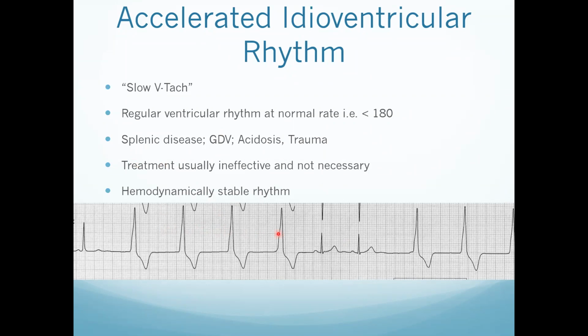There's really no reason to treat this. This is a hemodynamically stable rhythm. Simply the pacemaker cells of the Purkinje fibers are beating faster or firing faster than the AV node. And in the heart, whichever cell beats faster is going to get control. And so they just happen to be firing a little bit faster, but at a rate that is hemodynamically stable, so blood pressure is going to be just fine. And also a lot of treatments are not going to work.